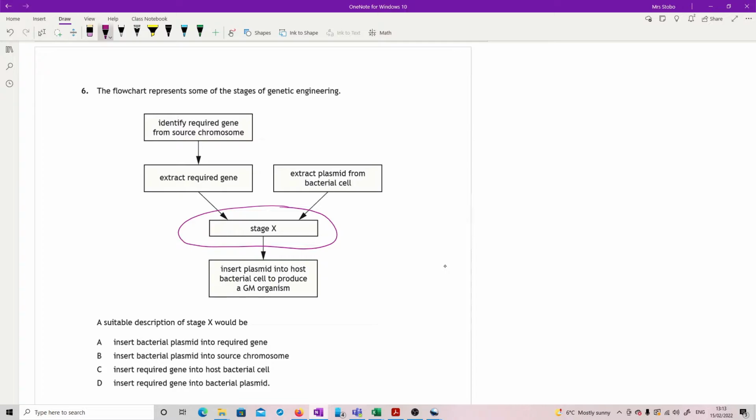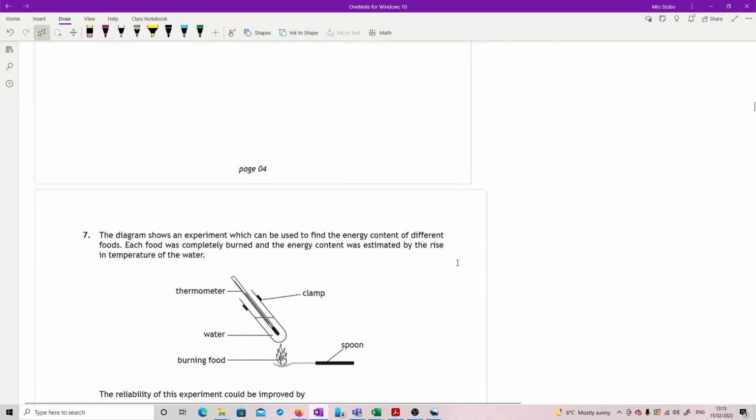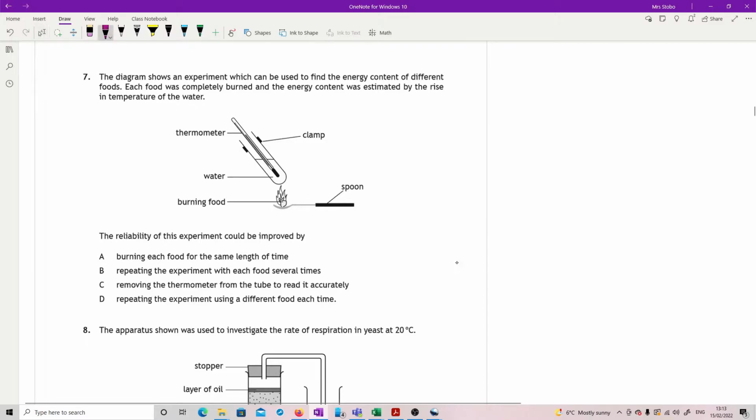Insert the bacterial plasmid into the required gene. No, it's the other way around. Okay. Insert the bacterial plasmid into a source chromosome. No, not sure where that's coming from. Insert the required gene into the host bacterial cell. No, because it has to go into the plasmid and then into the cell. Insert required gene into bacterial plasmid. That we like. Okay. Question 7.